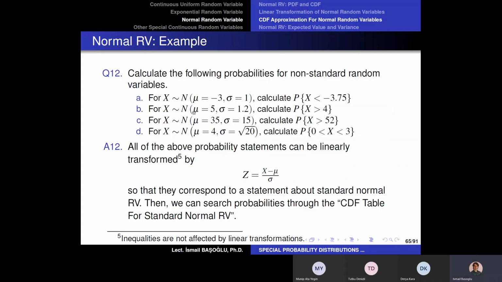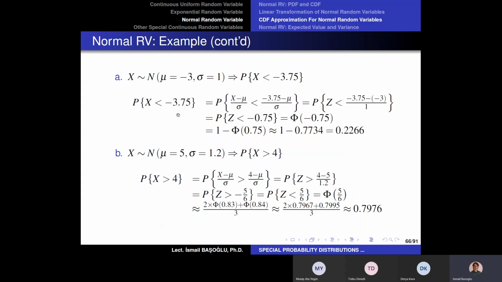So we have a normal random variable with location parameter 5 and scale parameter equal to 1.2. Calculate the probability of x being greater than 4. So let's do that. First, standardize. We start by standardizing this inequality, because we can only calculate the probabilities on standard normal random variables. How do you standardize it? By subtracting the location parameter from both sides and dividing both sides by the scale parameter.